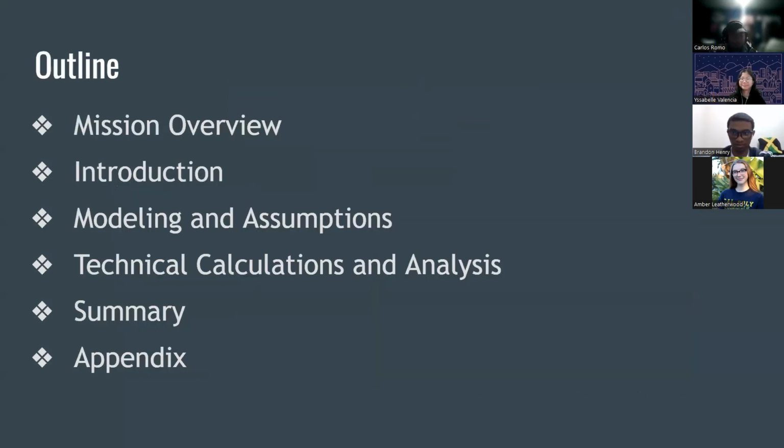Here we have our outline of what we'll be going over in our presentation. First off, we have our mission overview, and then we have our introduction. After that, we'll be going over our modeling and assumptions and diving into what our technical calculations were, as well as our analysis. And then ending with a summary and going over what is in our appendix last.